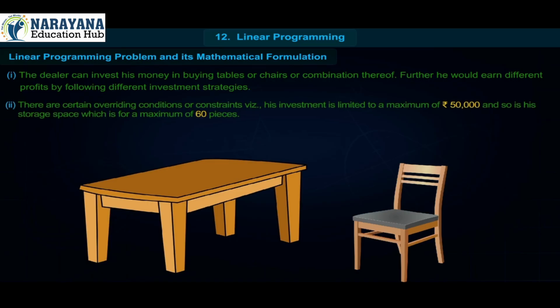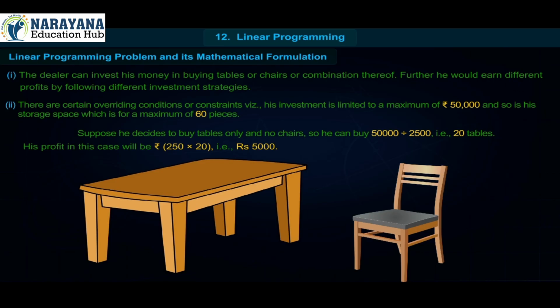Number 2, there are certain overriding conditions or constraints, namely his investment is limited to a maximum of rupees 50,000 and so is his storage space, which is for a maximum of 60 pieces. Suppose he decides to buy tables only and no chairs. So he can buy 50,000 divided by 2,500, that is 20 tables. His profit in this case will be rupees 250 into 20, that is rupees 5,000.